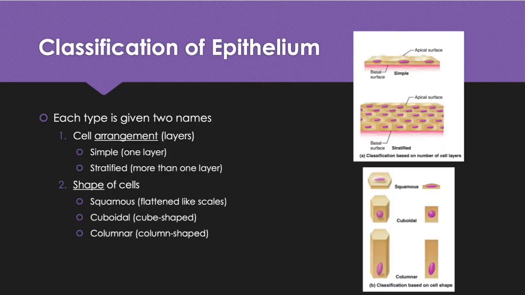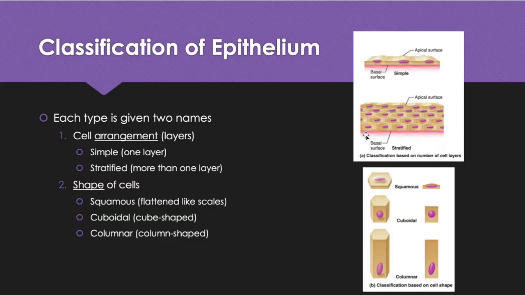Now, the way that we classify epithelial tissue is to use a two-part name. The first part comes from the arrangement of the layers that the cells are in, and the second part comes from the shape of the cells. The first word is going to be simple or stratified. If it is simple, that means it's just a single layer of cells, which you could see up here in this diagram. And if it is stratified, that means it's got more than one layer, which you can see right there.